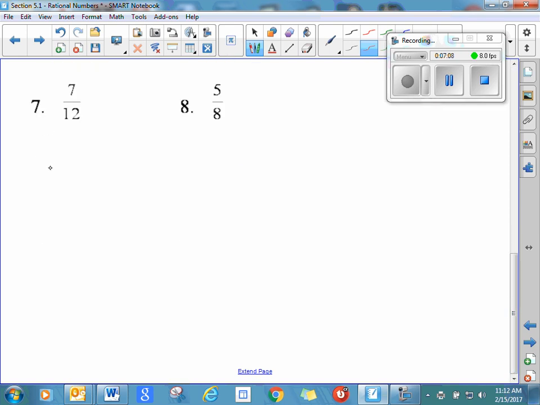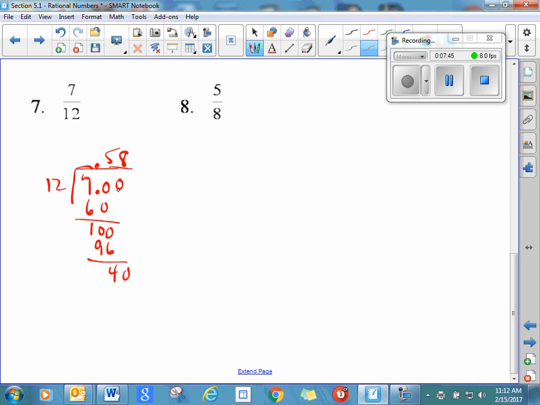7 over 12. 7 goes in the house, 12 on the outside. 12 doesn't go into 7. I need a decimal point here and here and a 0. 12 goes into 70 5 times. 5 times 12 is 60. Remember, you get out of bed knowing that. Remainder 10. I need another 0. 12 goes into 100. Let's see. Not 7, that would be 84. I think it'll go 8 times. That's 96. And if you have to do some arithmetic on the side, you don't have to do it in your head. That's remainder 4.